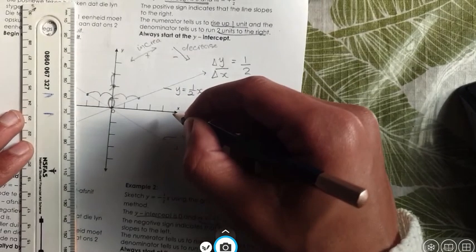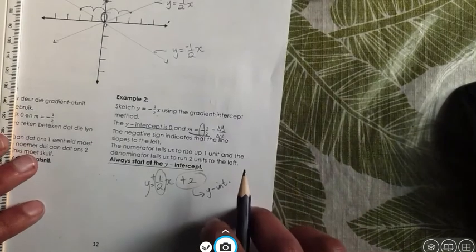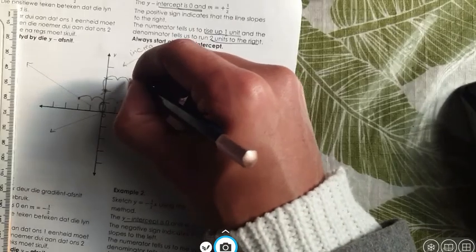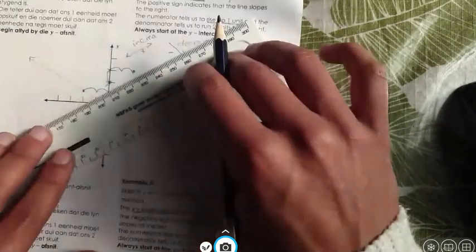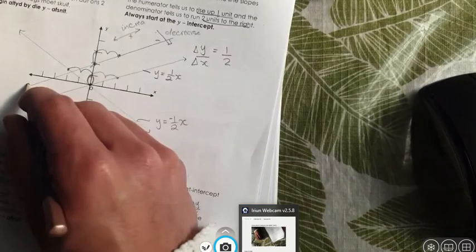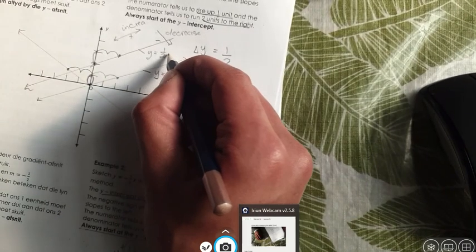But which side am I going, left or right? I'm going to the right. Why am I going to the right? Because this is positive. So now I say 1, 2 units. And then I draw my line and just connect those dots like that. There I fill in this line's name: y is equal to a half x plus 2. That wasn't part of that, but I just want to make sure everyone got that.